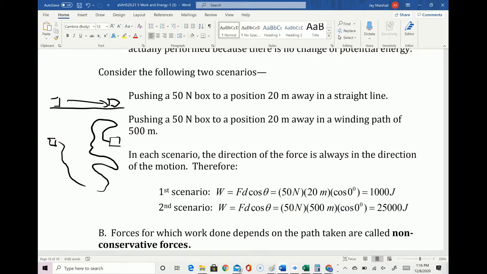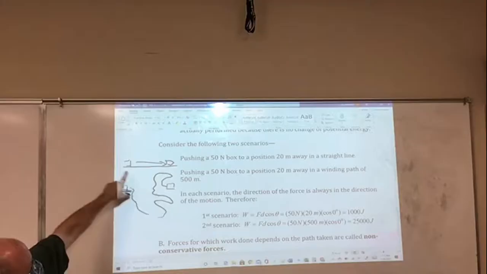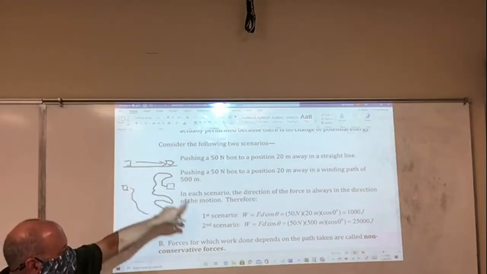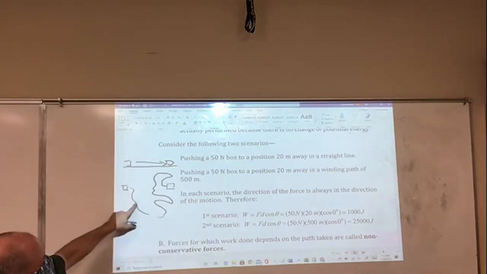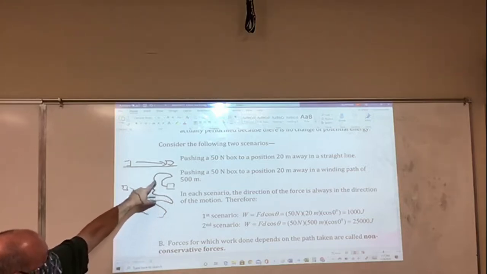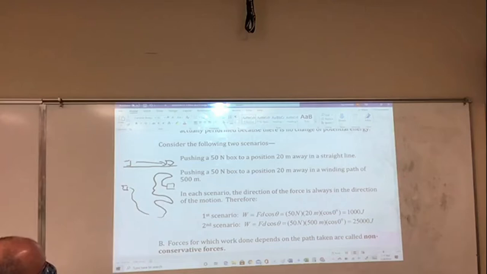In each scenario, the direction of the force is always in the direction of the motion. No matter what direction I'm pushing the box here, that's also always going to be the direction of motion, right? So again, my cosine of theta is going to be a value of 1. So whatever I do, I'll multiply that times 1. But in the first scenario, I only pushed it 20 meters along this surface here, and so I only did 1,000 joules of work. But since I pushed it along a 500-meter path here, and I'm not going up or down, I'm just following a straight path, well, a curved flat path, I did 2,500 joules of work.